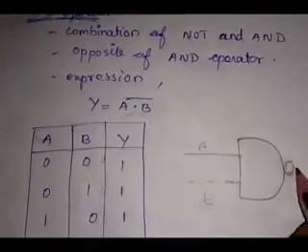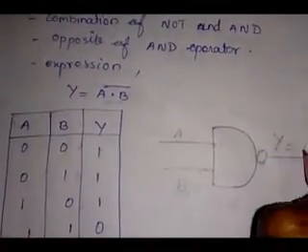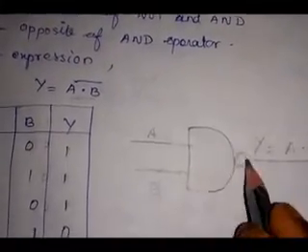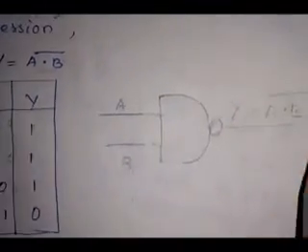What is the output we will get? Y is equal to, first AND, A into B. This represents the AND gate. Then the NOT gate is represented by the over bar. So Y is equal to A into B, the whole bar.